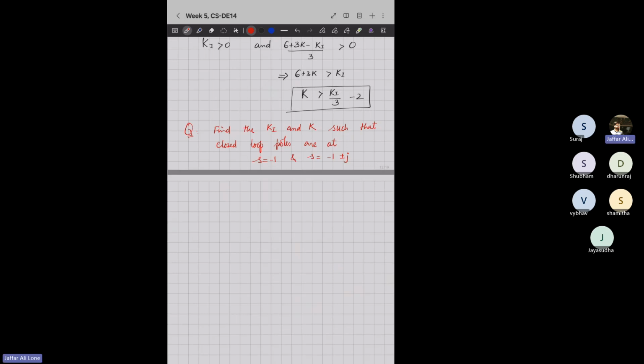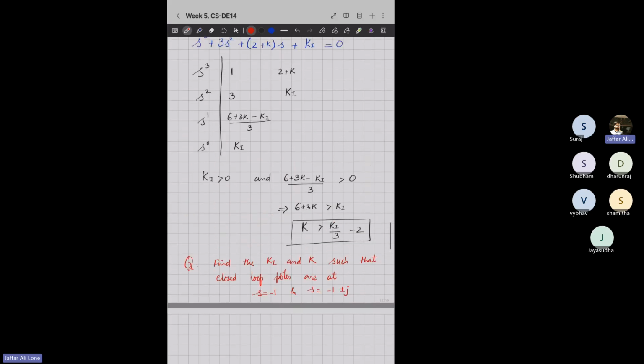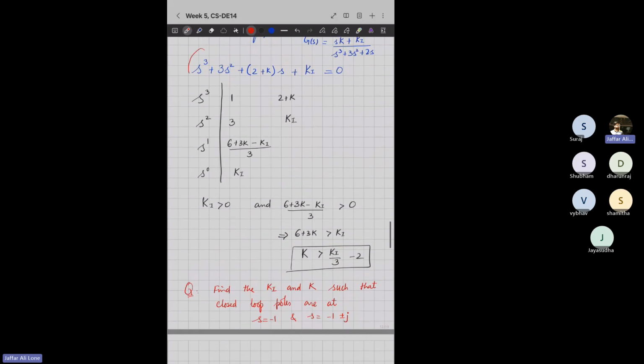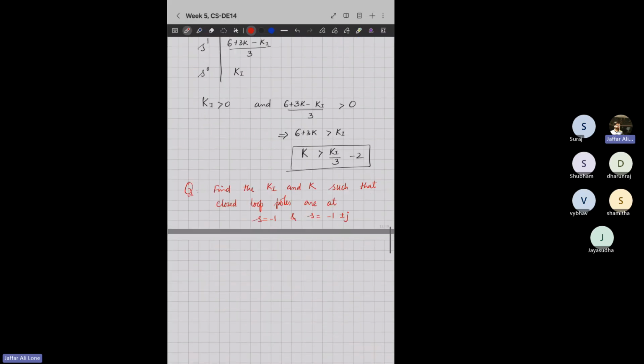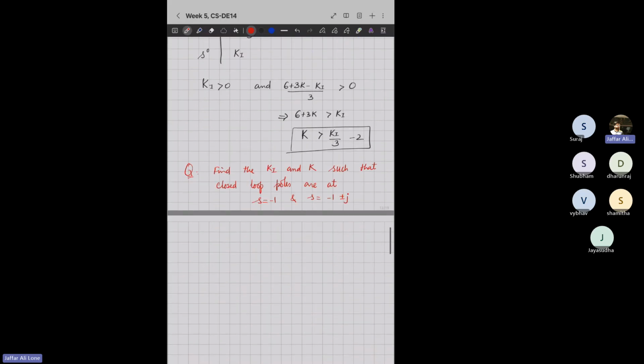So you are given the pole locations. You know the characteristic equation. You see, the characteristic equation is third order. That's why there are three poles. So you are given the characteristic equation and you are also given the poles, and you are being asked to find the values of Ki and K. See how I will solve it. Can you form the characteristic equation based on the poles? Of course you can, because you are given all the three poles.